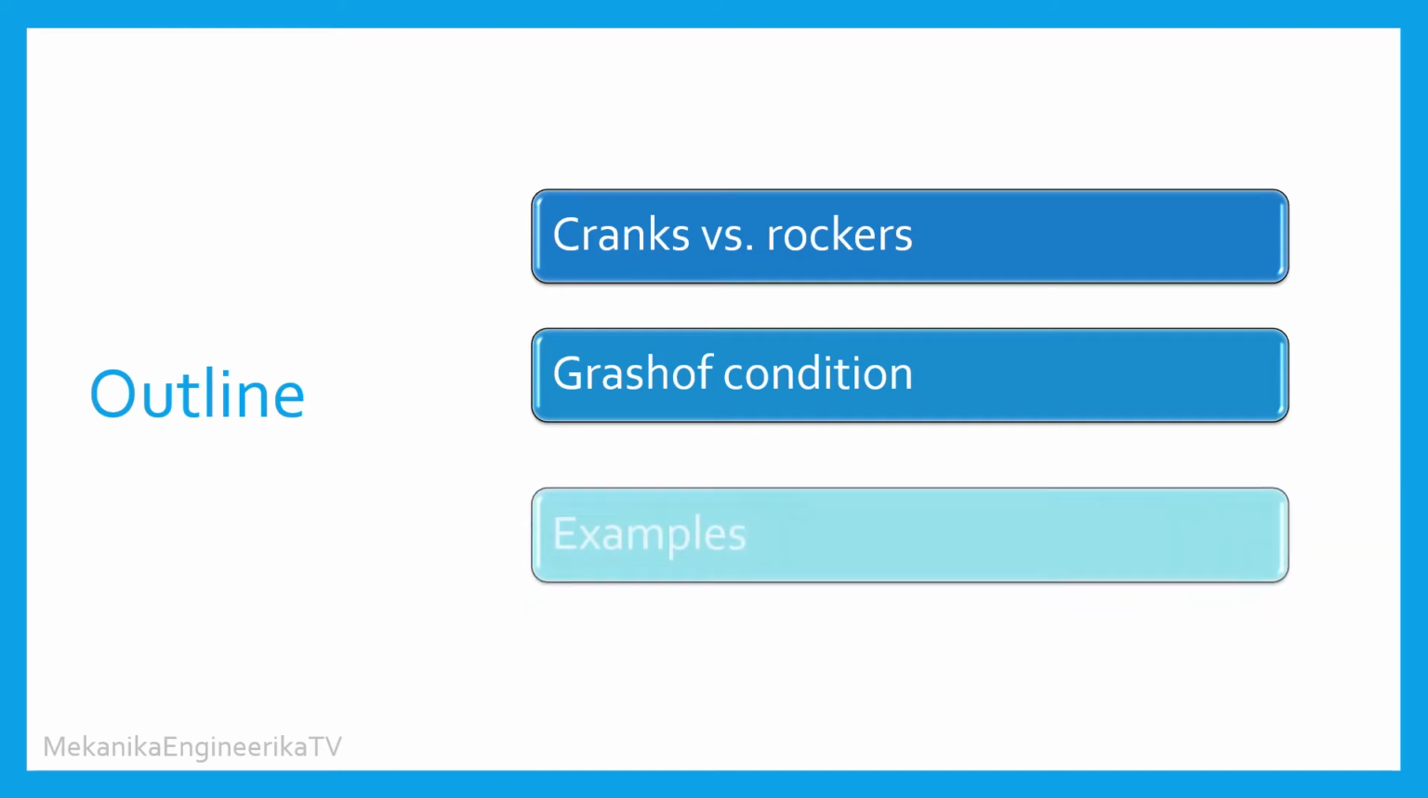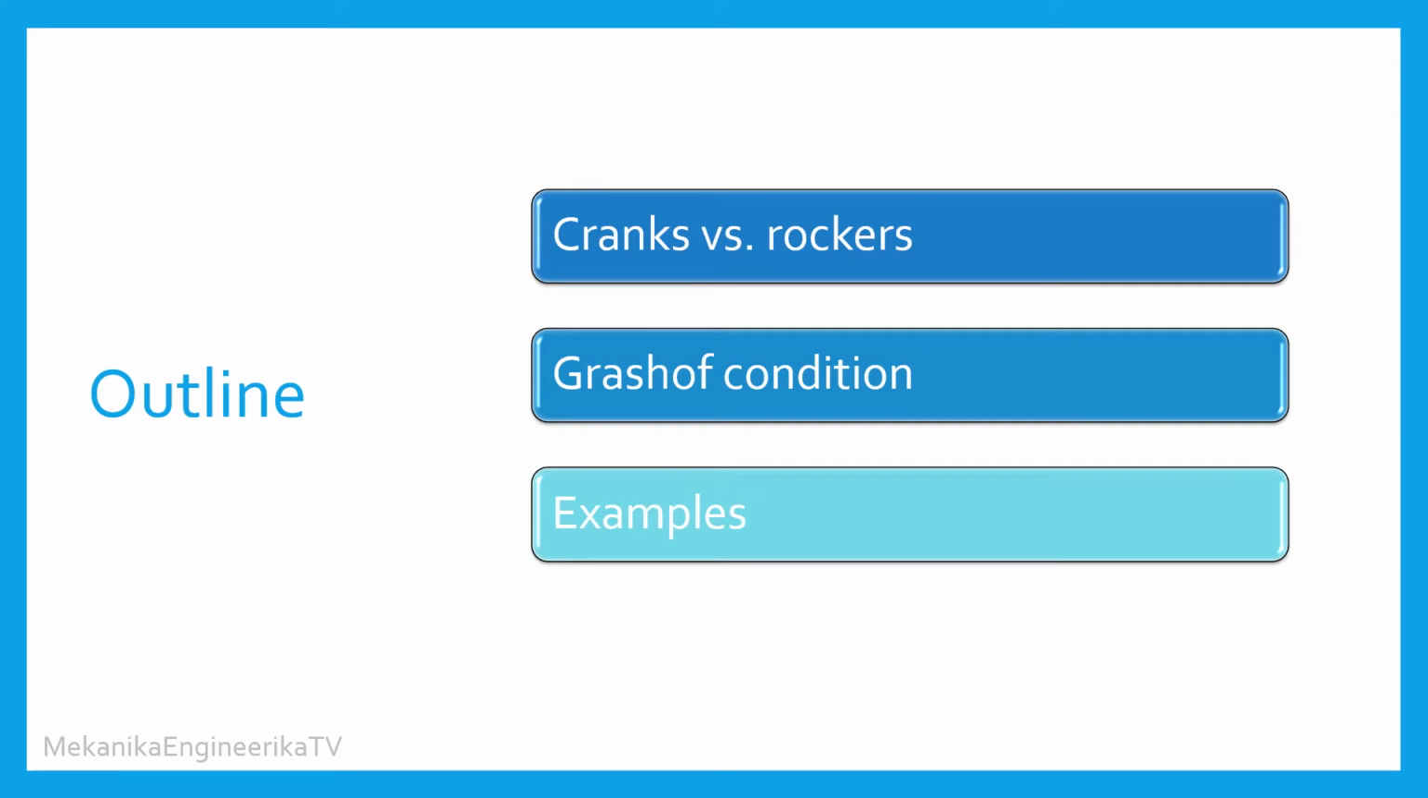Finally, is the last part. We are going to use the Grashof law in some examples. We are going to apply the Grashof condition to several 4-bar mechanisms, in order to predict the type of motion of the linkage. Also, knowing a desired type of motion, we are going to design a 4-bar mechanism that gives that required type of motion.